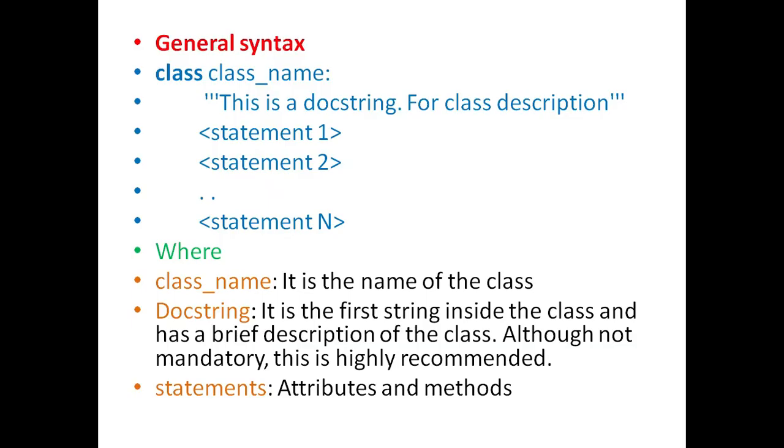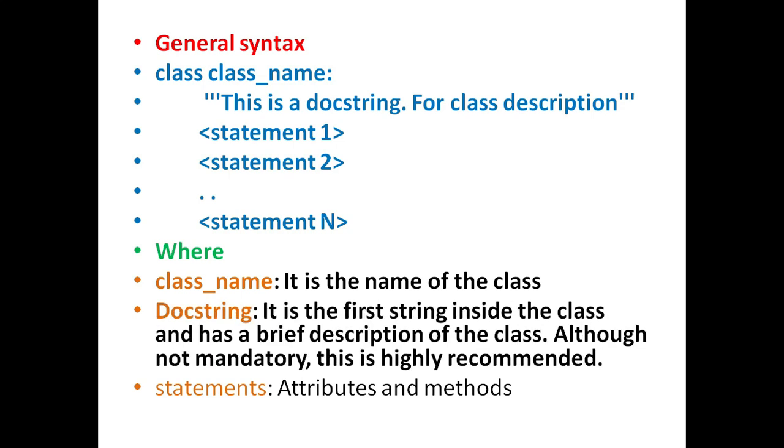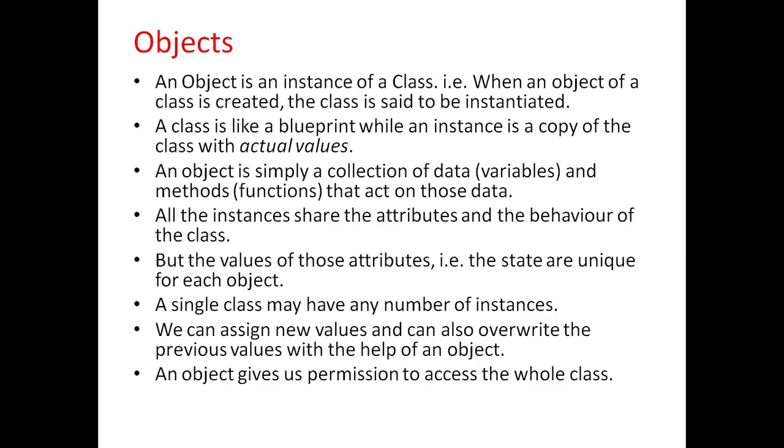The general syntax for defining a class is: class, class name, then a docstring which defines the class description, and the different statements inside the class. Here class name is the name of the class, and docstring is the first string inside the class and has a brief description of the class. Although it is not mandatory, it is highly recommended. And statements are attributes and methods inside the class. For example, here we define class print message, and inside the class we define a method message which will print welcome to YouTube.